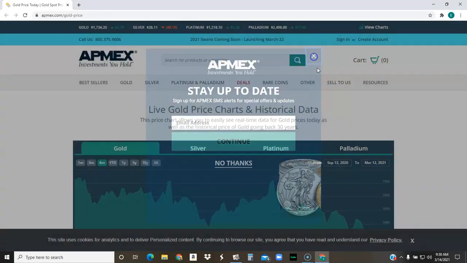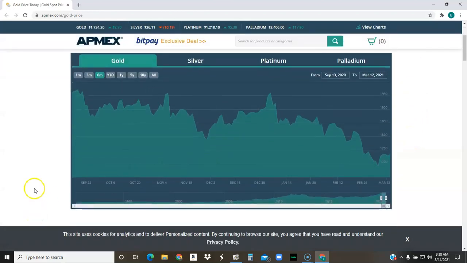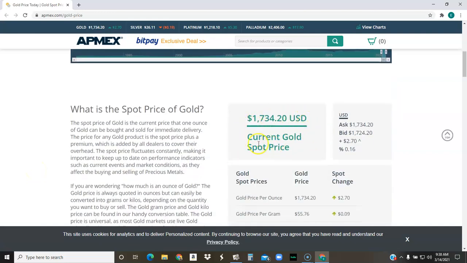I think I had that up there for students to see what the price of gold is, and they'll project where it's going. But anyway, you click on this website I go to, APMEX.com, and they'll give you the current gold price per ounce. So per ounce of gold, that's pretty high right now. So gold is at $1,734.20 an ounce, which is pretty high.